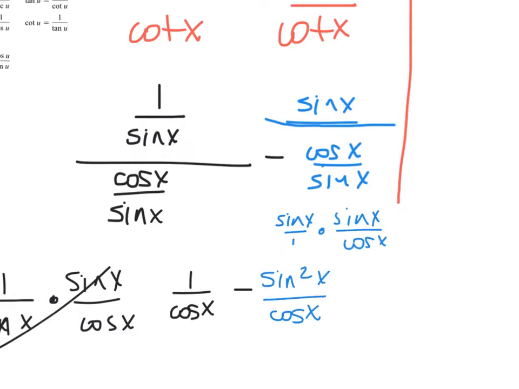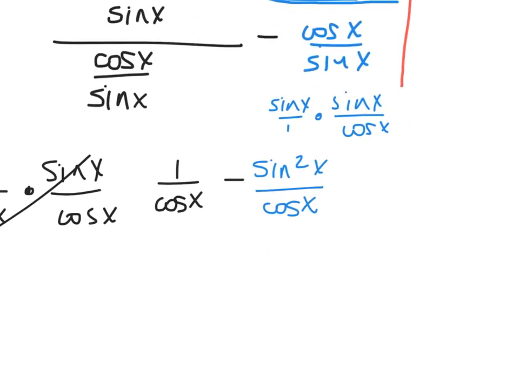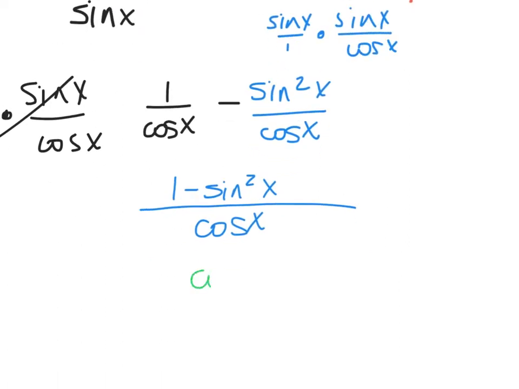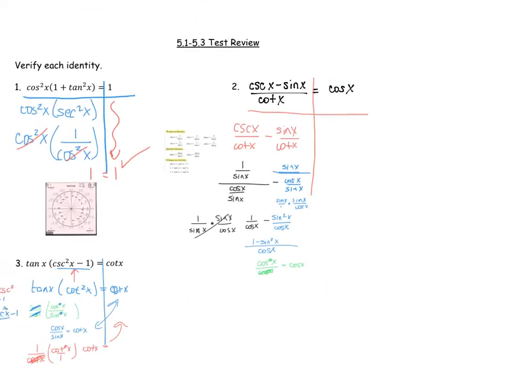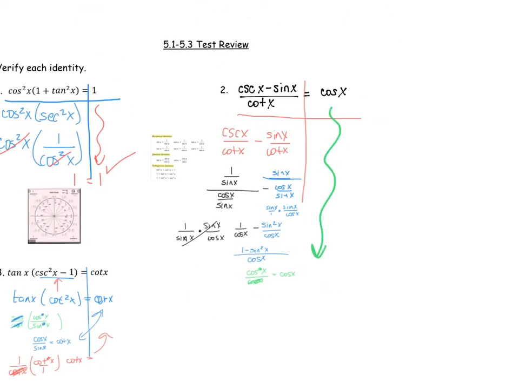Same denominators? Okay. So can I rewrite this as one denominator, 1 minus sine squared x over cosine x? Anybody see anything? What's 1 minus sine squared same as? Good. So this is the same as cosine squared of x over cosine of x. I can cross off one of the cosines. I'm left with the cosine of x. Is that what we started with way up here?